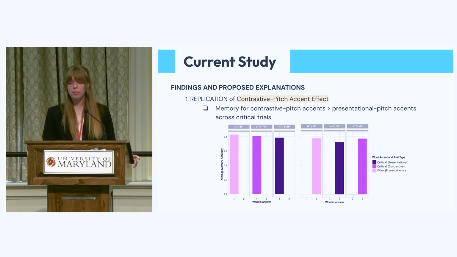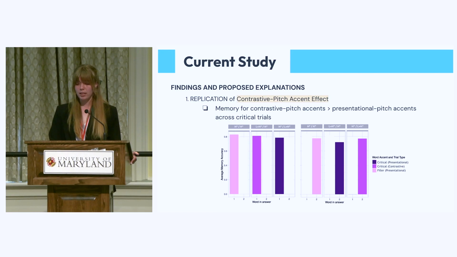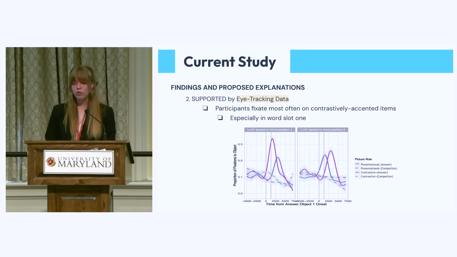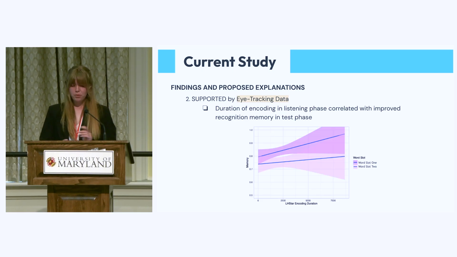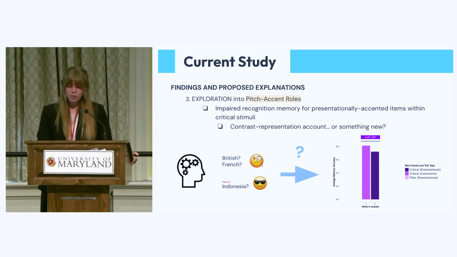Contrastive accents do seem to benefit memory overall, which replicates the results of Fraundorf et al. Furthermore, these results are bolstered by our extension through eye tracking data. Not only do participants fixate most often on visuals associated with the contrastive pitch accents, especially in the first word slot, but also duration of item encoding time is indicative of better performance in the test phase, once again, especially in word slot 1. It's also interesting to note that the presence of contrastive pitch accents in word slot 1 seemed to specifically impair presentationally accented words in word slot 2.